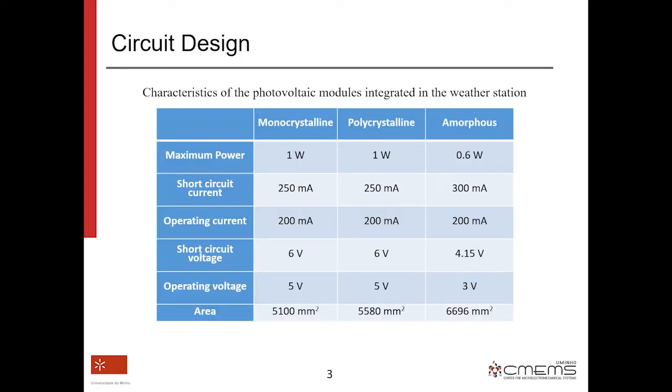These are some of the characteristics of the photovoltaic modules integrated in the weather station. In this case, the monocrystalline and polycrystalline photovoltaic modules are very similar. The amorphous module, as expected, can't exhibit the same characteristics with around the same area. Although we tried to get the same area of the modules, we couldn't do that, but in the end we're going to take that into consideration when correlating the power produced with the modules.